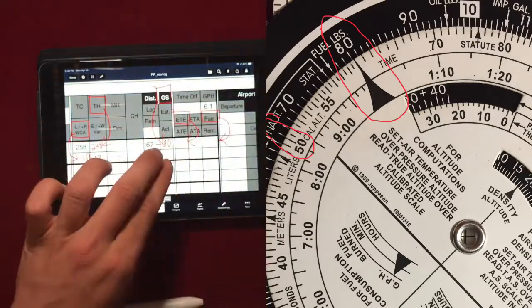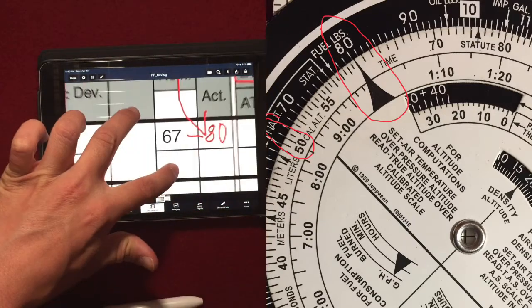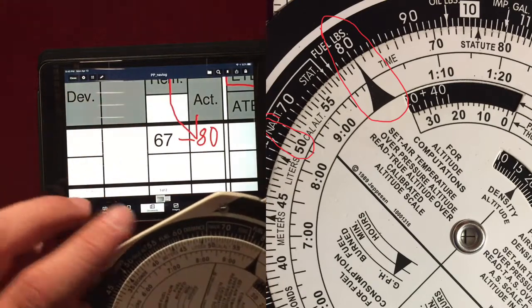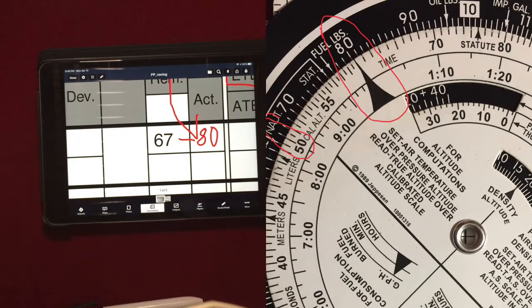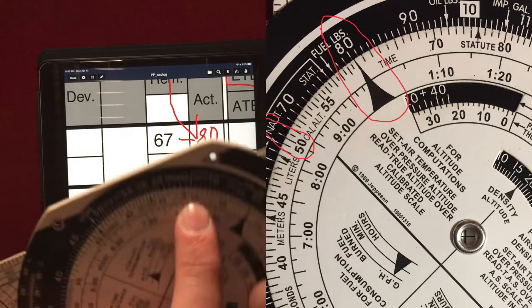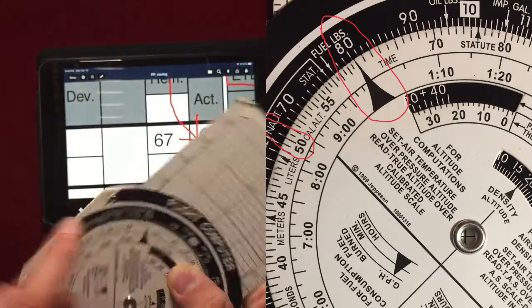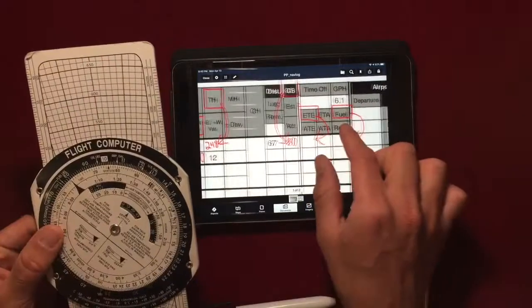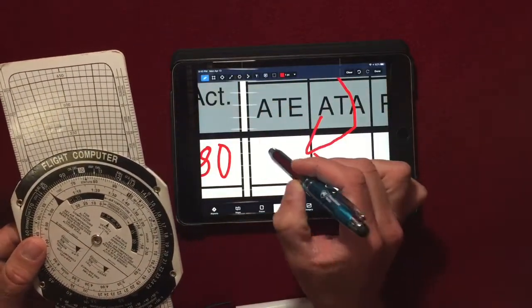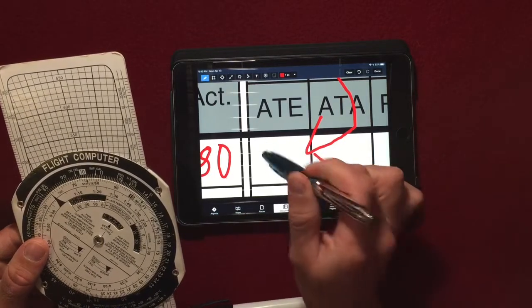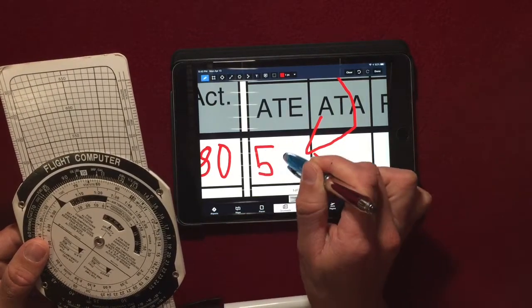We find our 67 nautical miles. So here's 70, go 3 back, 1, 2, 3, and we find out we will be going for 50 minutes. So, come over here to our flight plan. We put 50 minutes.